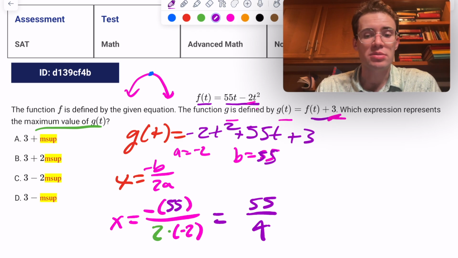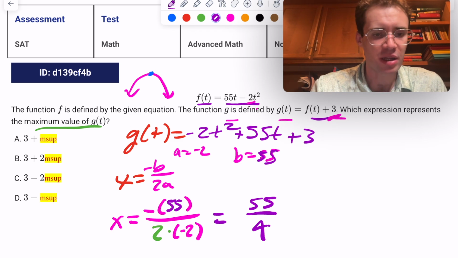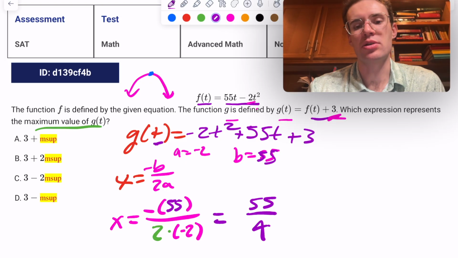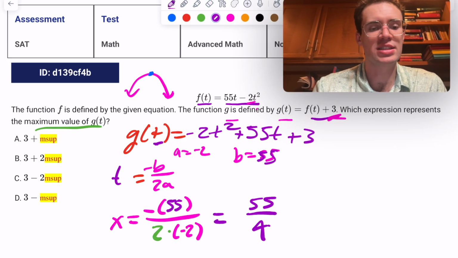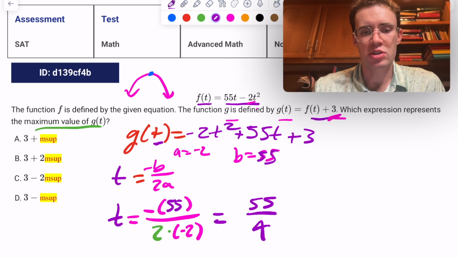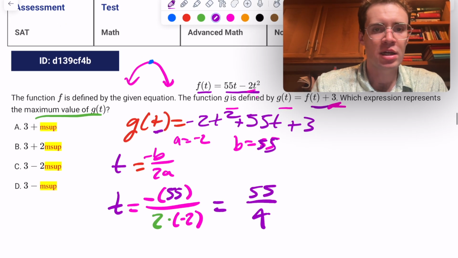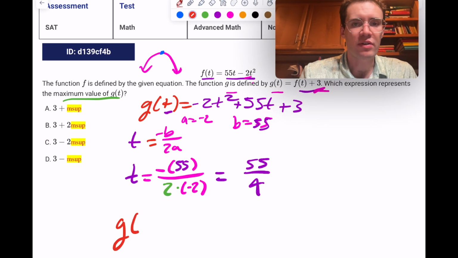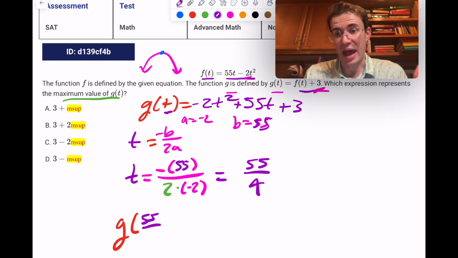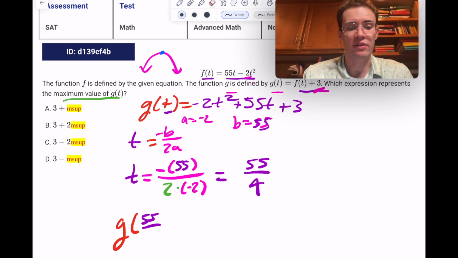What we need to do now is plug this x value in for t. It should be t is equal to, basically its input is equal to -b over 2a, so this is t in this case. But we just plug that in for the input, so we'd find g of 55 over 4, because this is the x-coordinate of the vertex. Right? The axis of symmetry will always pass through the vertex of a quadratic function.